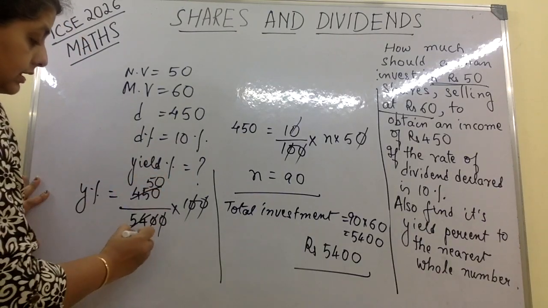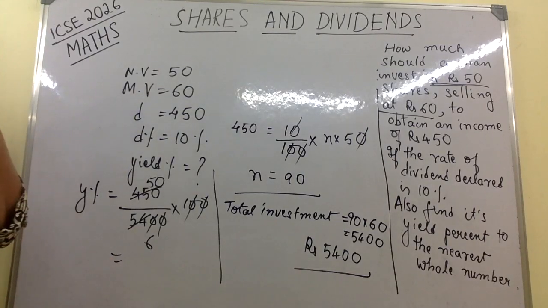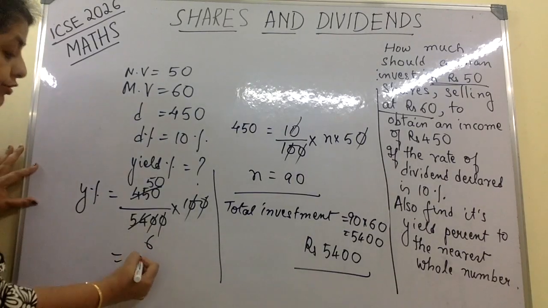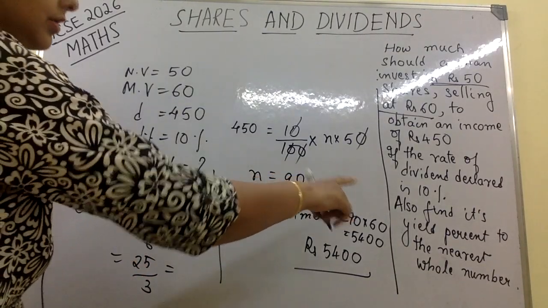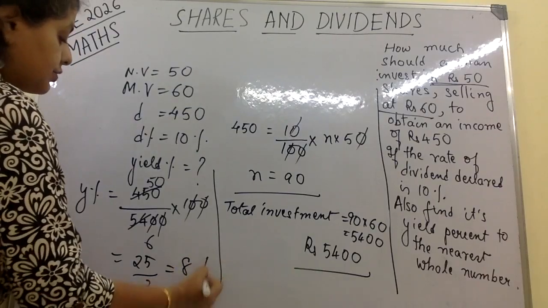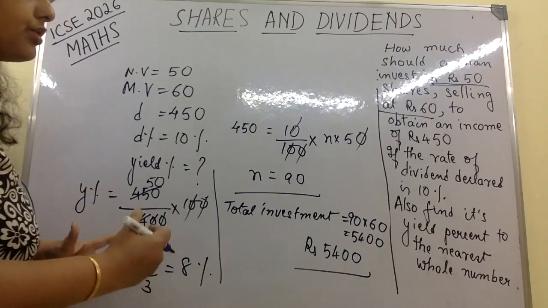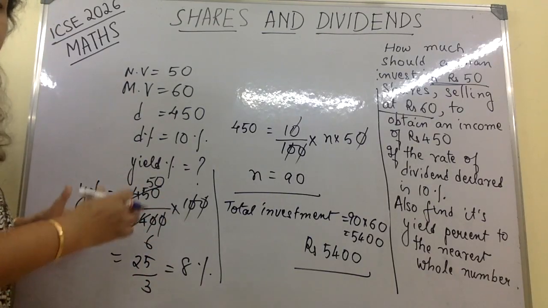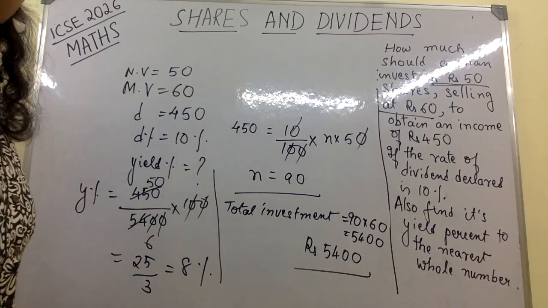So that is 25 by 3, which is, if they want us to the nearest whole number, it is 8. So it is 8% he is getting as yield. So he is getting 8% return from this investment. Okay, let's see the next question.